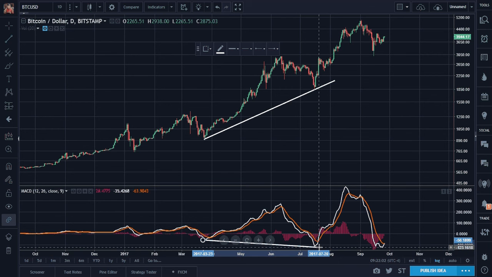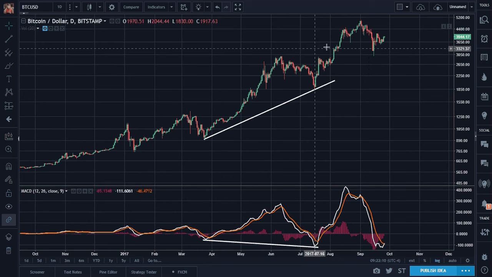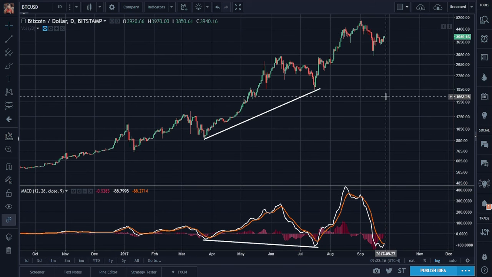That is called a bullish divergence. And sure enough, prices rose to higher highs. Beautifully executed.